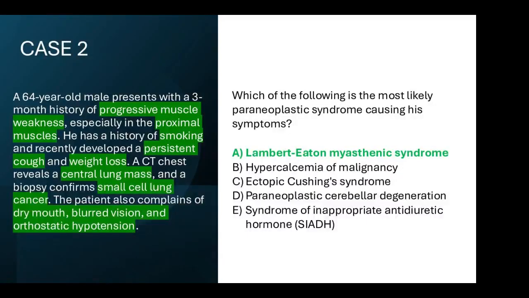It won't be Cushing syndrome. So with Cushing's, we would expect maybe some Cushingoid features in the face, so maybe a moon-like face or hypertension. There's nothing in the history that's suggestive of that. With cerebellar degeneration, you would expect maybe some coordination problems. And with SIADH, it's more of non-specific, low sodium. So that can be confusion, it can be headaches. So there's nothing in the history suggestive of that. So it's Lambert-Eaton myasthenic syndrome.